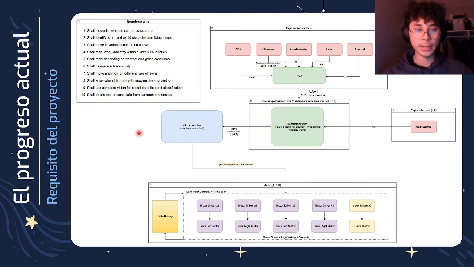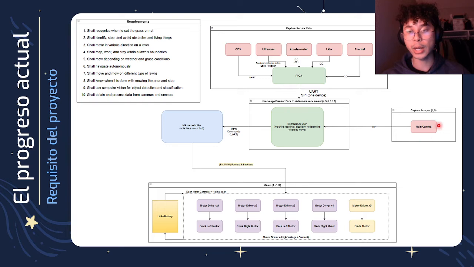And then this is our overall design of the project. And before I explain, the few numbers that you see here, like 4, 5, 6, 9, and 10, are a reference to these requirements here, I guess showing which part is going to fulfill that requirement. So for the camera, it's going to recognize when to cut grass or not, or use computer vision for object detection and classification, right? So our central processing unit is going to be the Raspberry Pi, and that is connected to the FPGA, the main camera, and the microcontroller. So first we'll gather and then process the data from the GPS, the ultrasonic, accelerometer, things like that, into the FPGA, and the FPGA will move that data into the Raspberry Pi.